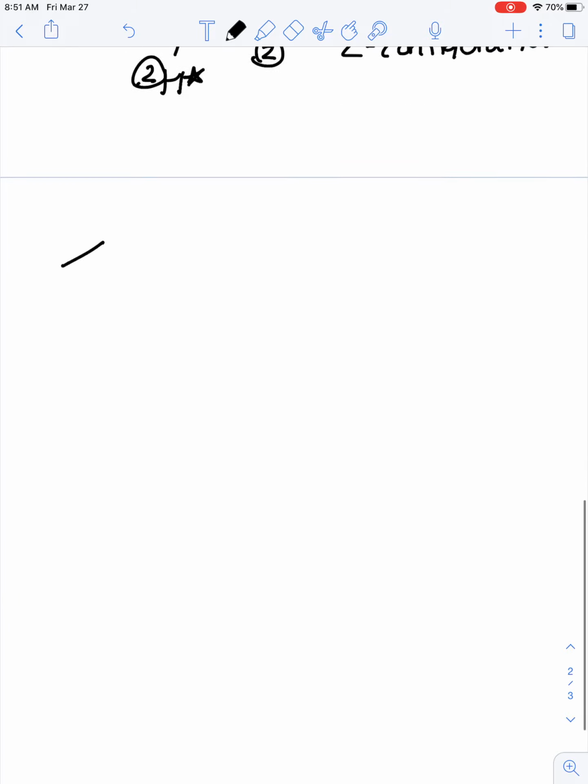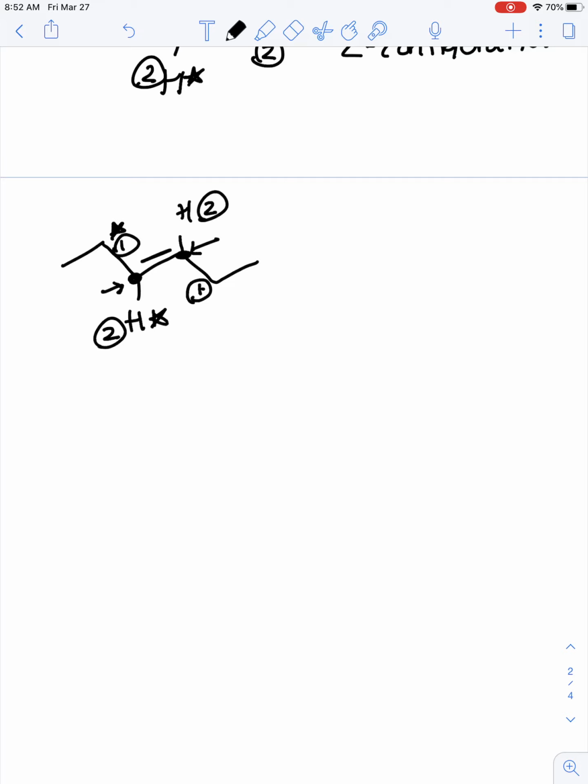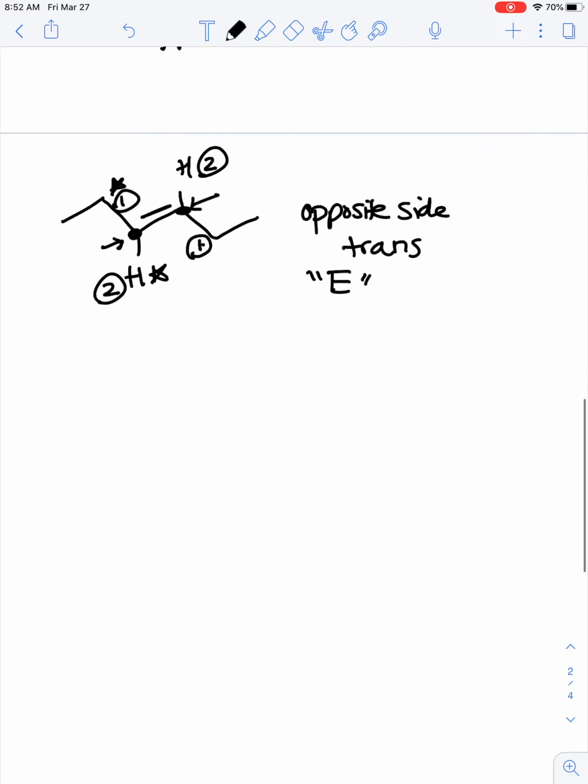If we look at something like this, again we're looking at the carbons in the double bond. Looking at this carbon first, we have this CH2CH3 versus a hydrogen. Carbon has a higher priority when compared to hydrogen, so that CH2CH3 group would be listed as number one. Looking at this other carbon, again this is going to have a higher priority when compared to hydrogen. So the higher priorities are on opposite sides. They're trans to each other, so we can call this the E configuration.